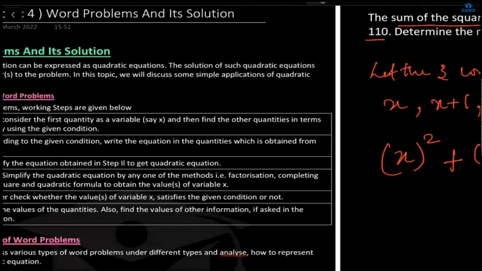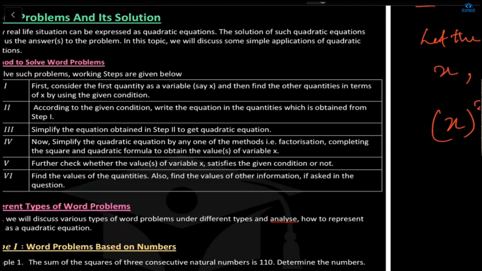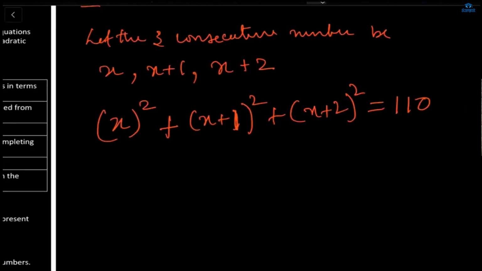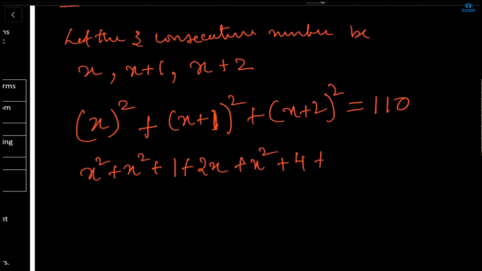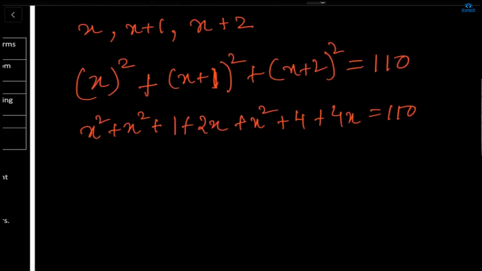Now simplify the equation obtained in step 2 to get a quadratic equation. You can use any of the methods that we have seen: factorization, completing the square, and square roots. And then we need to find the value. So if you solve here, x square plus (x plus 1) square gives x square plus 1 plus 2x. Again, (x plus 2) square gives x square plus 4, and 2ab gives 4x, equal to 110. So there you have 3x square.